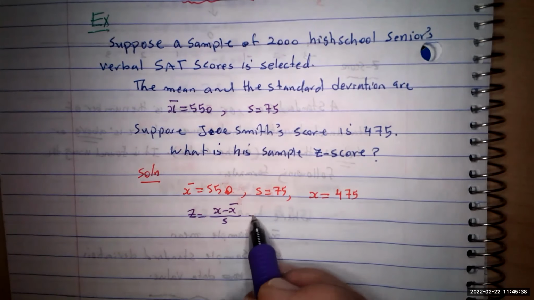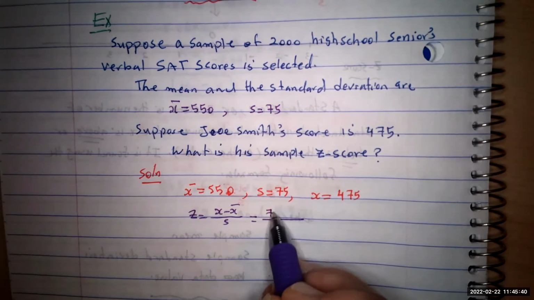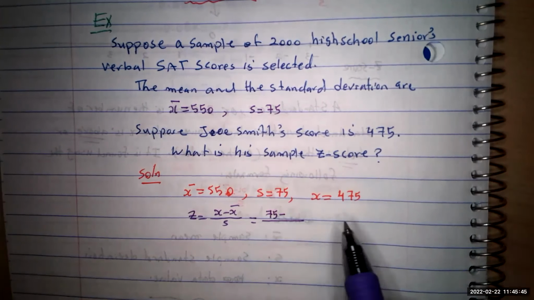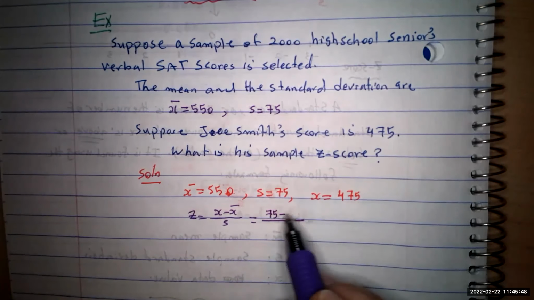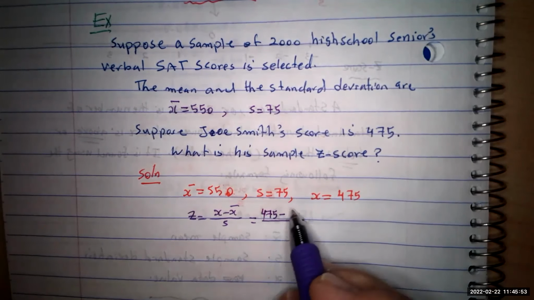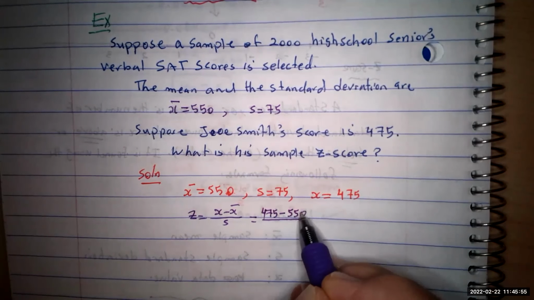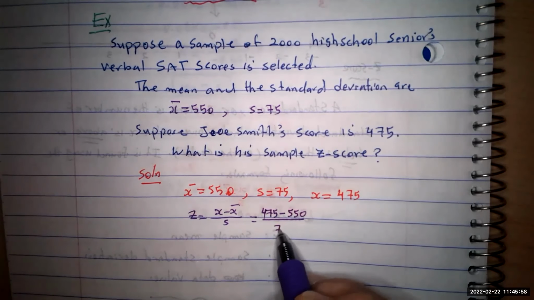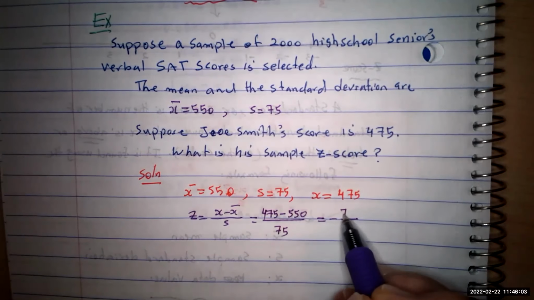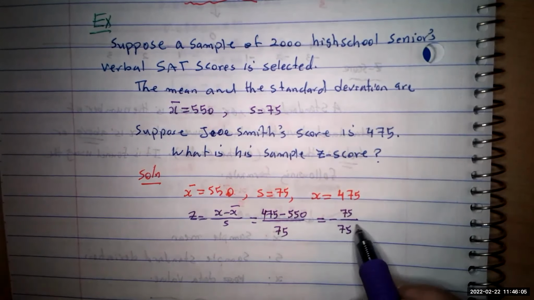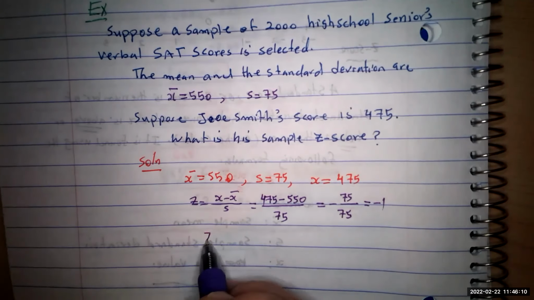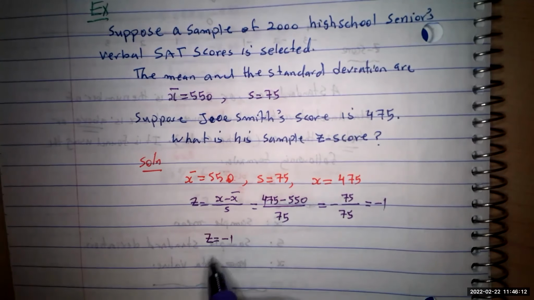Now we substitute. That gives us 475 minus X bar, which is 550, divided by S, which is 75. It's going to be negative 75 over 75, simplified. The result would be -1. So Z is equal to -1.